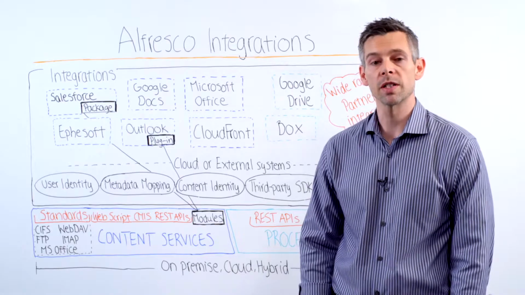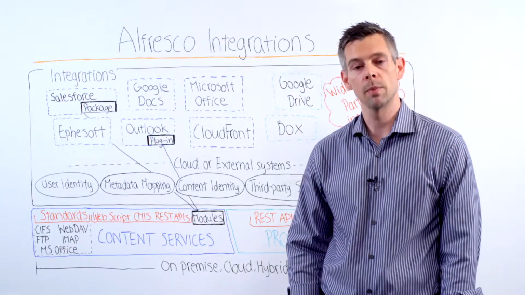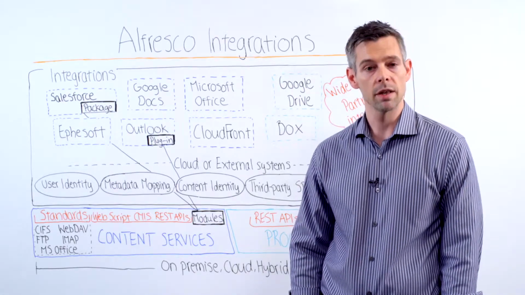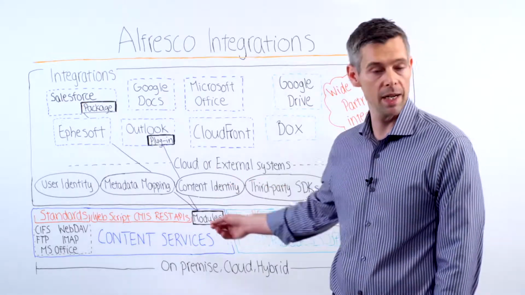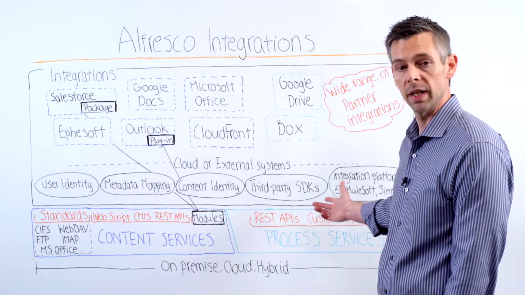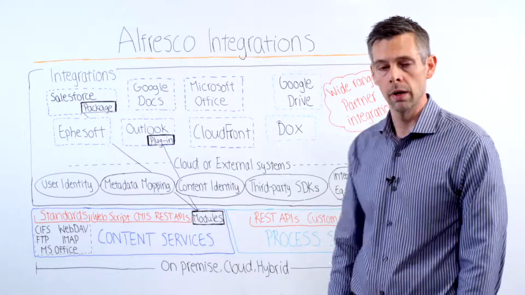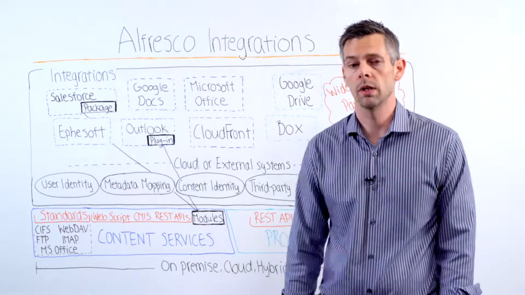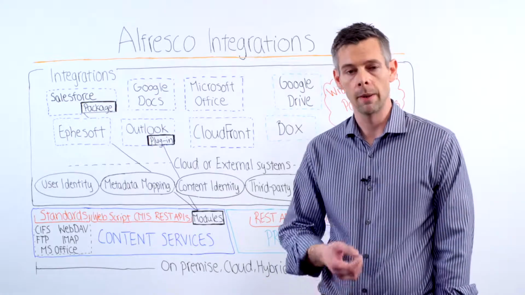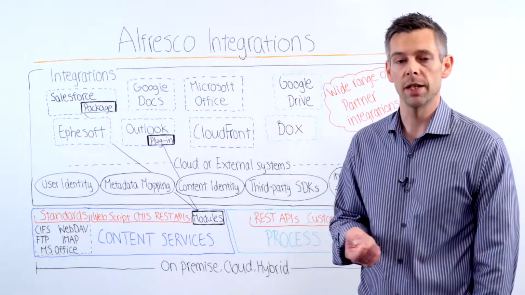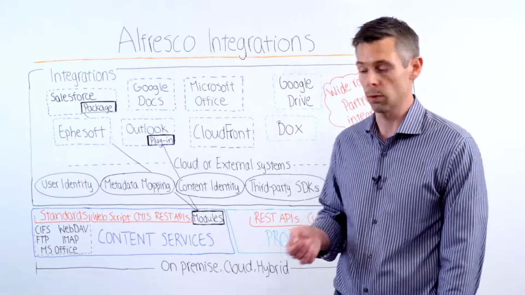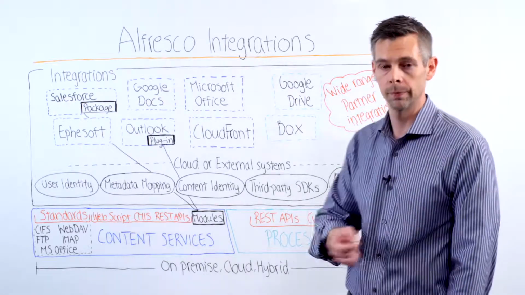Let's start with some of the cross-cutting considerations that come up when building these integrations. Things like user identity, content identity, metadata mapping, and dealing with third-party SDKs. There are also some common tools that are used for building these things: REST communication and CMIS, and those open standards allow you to tap into integration platforms like MuleSoft.